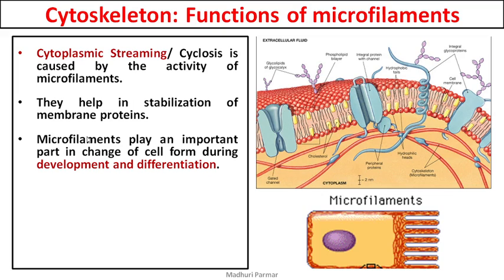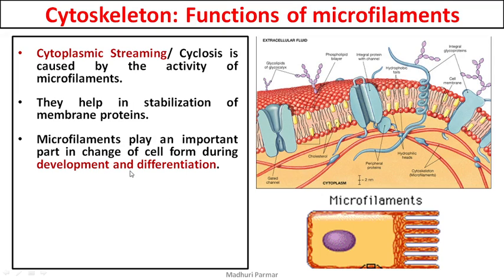Microfilaments play an important part in change of cell form during development and differentiation. So while the cell is developing, while it is growing, these actin filaments or microfilaments play an important role during its differentiation and development. What kind of a cell it will make, the shape, the structures, all of it is decided by the actin.